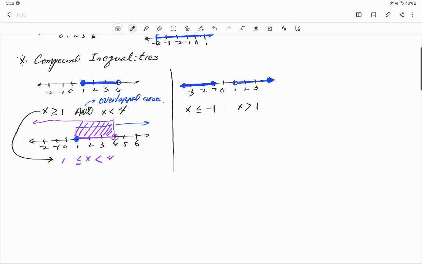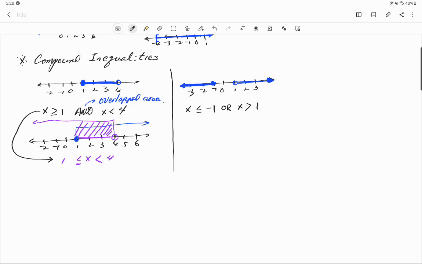So in that case, we used "or," not "and." Or means it can be both. It can be either A or the one on the other side. So it doesn't matter, it doesn't have to be an overlapped area. Or means put them together. These two intervals are separated, so we need to put them together.